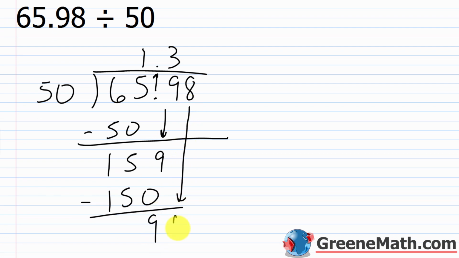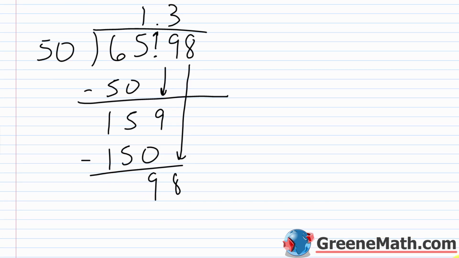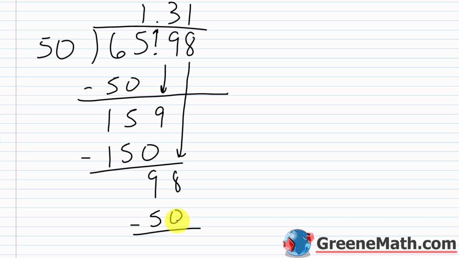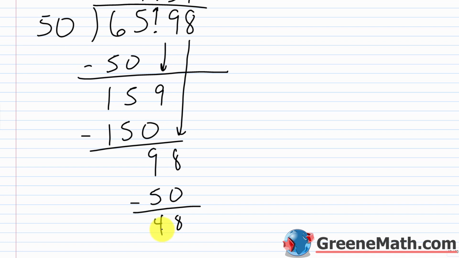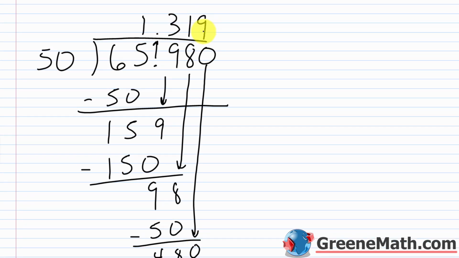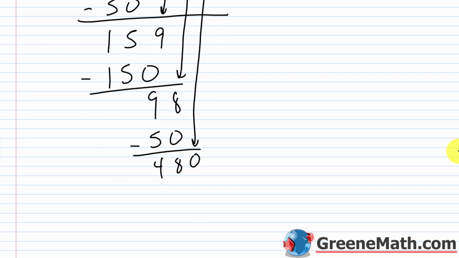Bring down the 8. Now let me scroll down and get a little room going here. So I know that 50 is going to go into 98 once. Only once. 1 times 50 is 50. Subtract, and we'd have 48, right? 8 minus 0 is 8. 9 minus 5 is 4. So we continue, right? We put a 0 after the 8, and we bring that down. So now we're going to ask, how many times will 50 go into 480? Well, I know 50 times 10 is 500, so I'd have to do 50 times 9. So 9 times 5 is 45. Attach a 0, it's 450. Let me kind of go back and forth here because we're not going to be able to fit all this on the screen. So 450, subtract, and you'd have 30.